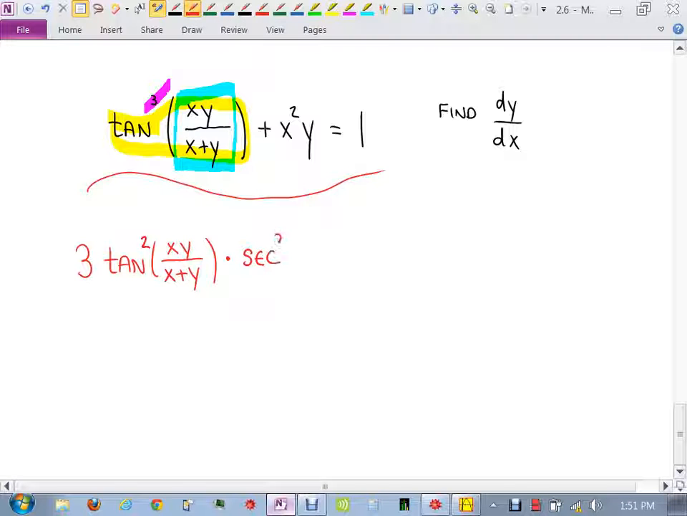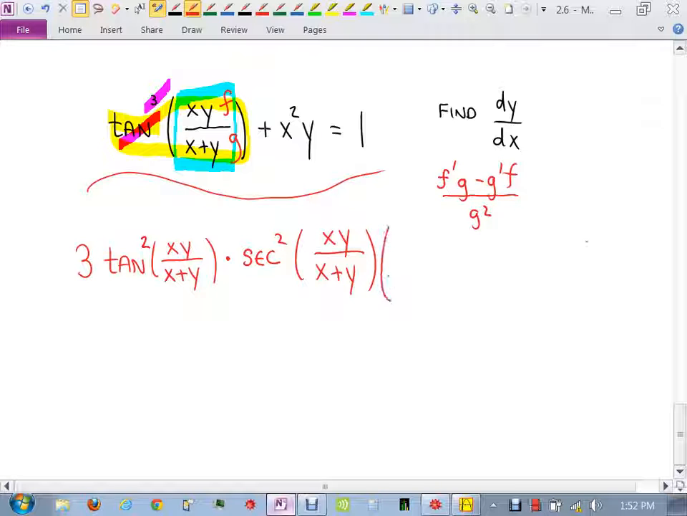Secant squared of blue. But blue is xy over x plus y. Questions on that? Next thing, I'm done with my tangent. So the next thing inside is a quotient rule, isn't it? I have an f on top and a g on bottom. So what's the derivative of f over g? It's f prime g minus g prime f all over g squared, correct? That's what I would have there. That's what I need to put here.